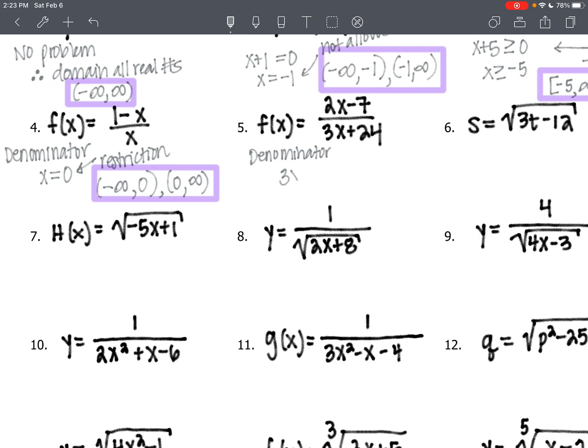So we've got a variable in the denominator. We solve by setting that denominator equal to 0. Subtract 24. Divide by positive 3, and that gives you negative 8. So negative 8 is excluded. So negative infinity to negative 8, negative 8 to infinity.